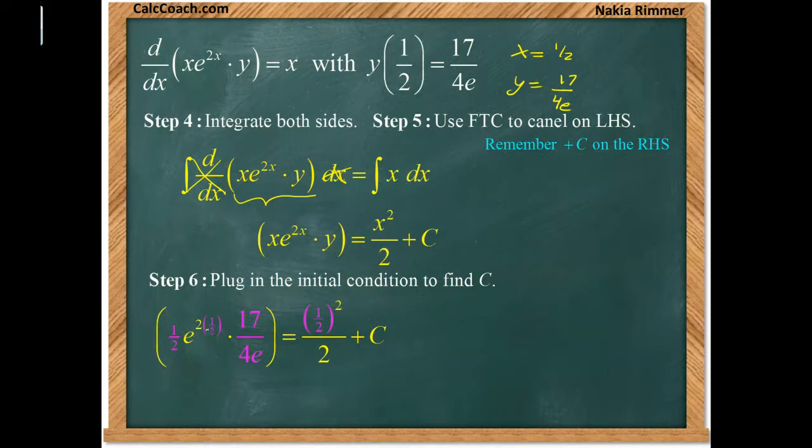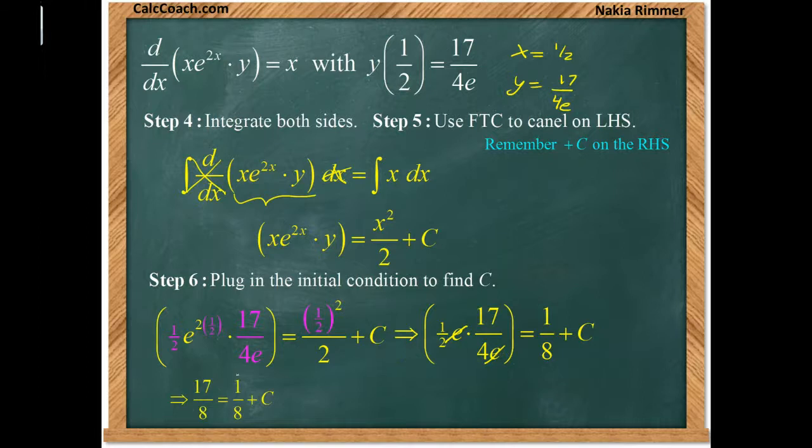Okay. Well, 2 times a half is 1, so that's a half of e times 17 over 4e. Okay, great. What about the right-hand side? Well, you square a half and you get a fourth. If you cut a fourth in half, you get an eighth. And so our e's will cancel on the left-hand side, and then we'll have 17 over 8. Take away 1/8, and we have conveniently 16 over 8 is what C is, more commonly known as 2.